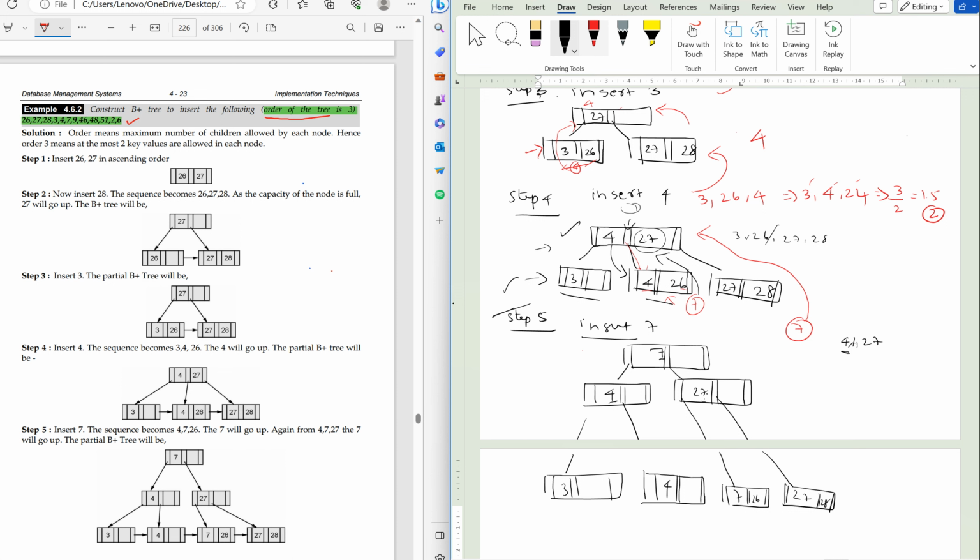So the same thing we are doing here. Here the 4 is repeated, 27 is repeated, but 7 is not repeated. Since the 7 is between 4 and 27, we are just writing it here.